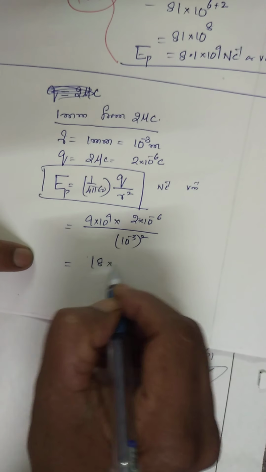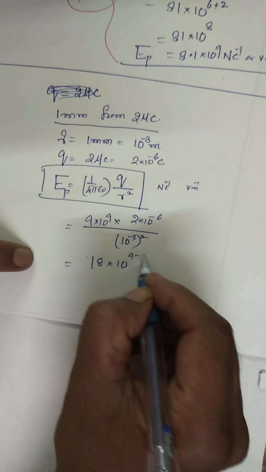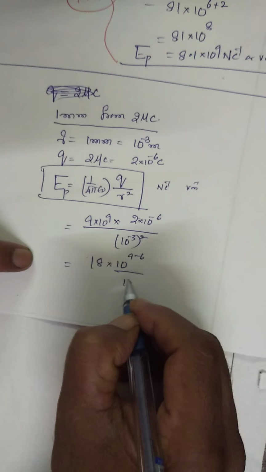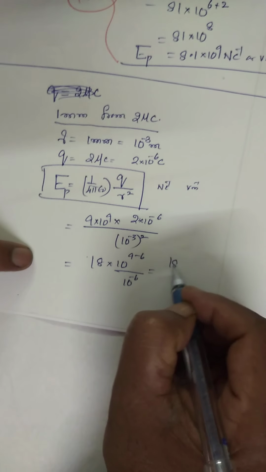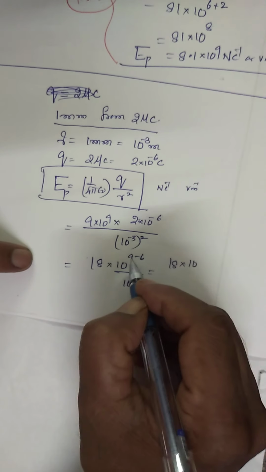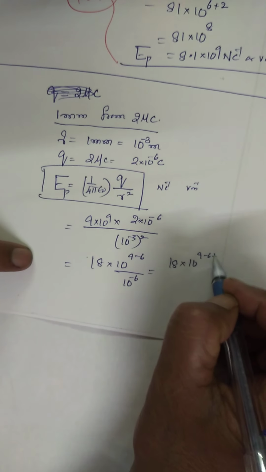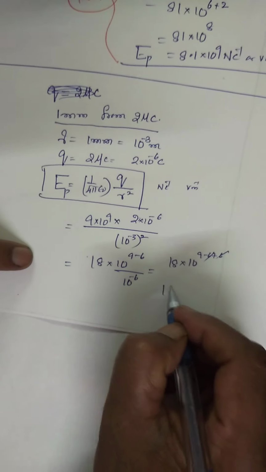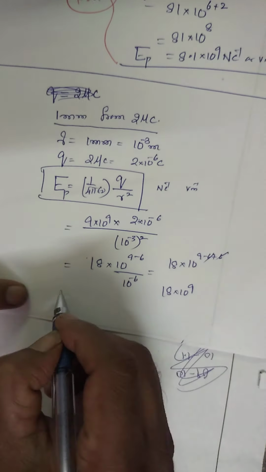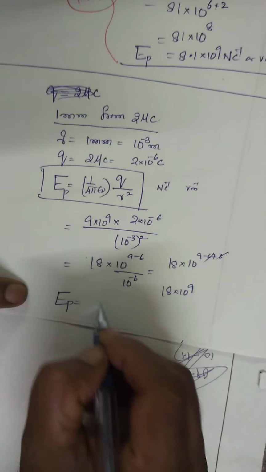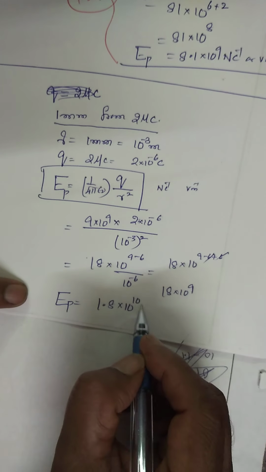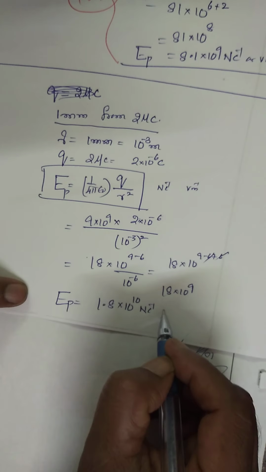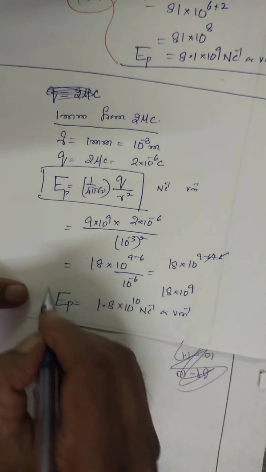18, no? 18 into 10 to the power of 9 minus 6, divided by 10 to the power of minus 6. It goes up. Okay? 9 minus 6 plus 6 get cancelled. 18 into 10 to the power of 9. The electric field at this point is equal to 1.8 into 10 to the power of 10 Newton per coulomb or volt per meter.